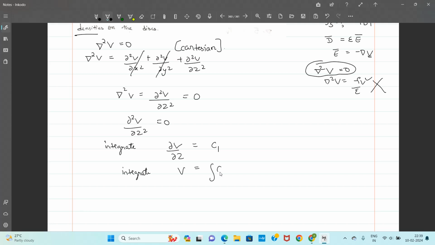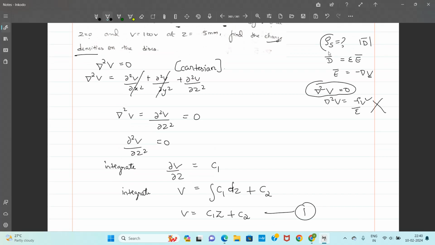And this will be integration of C1 with respect to dz plus the integration constant. So I'm getting V is equal to C1 into Z plus C2. Let's say this is our equation 1. This is not the end of the solution now, because in the question they've asked you to find rho S. If you want rho S, you have to calculate the other parameters also.